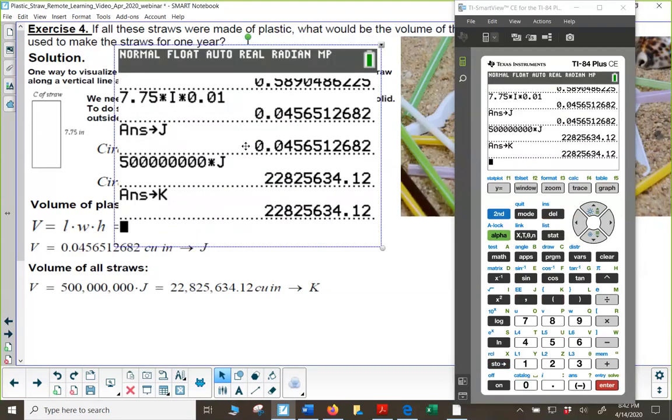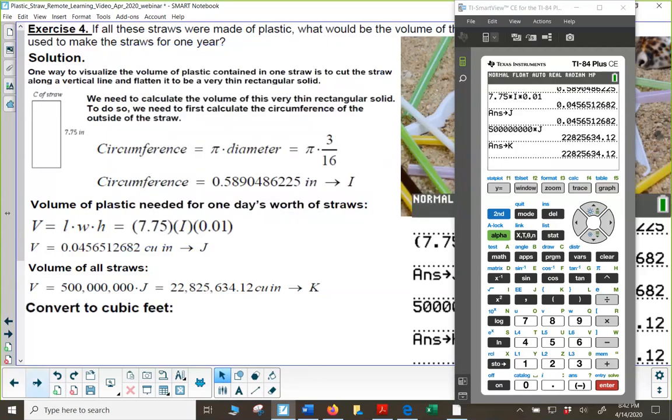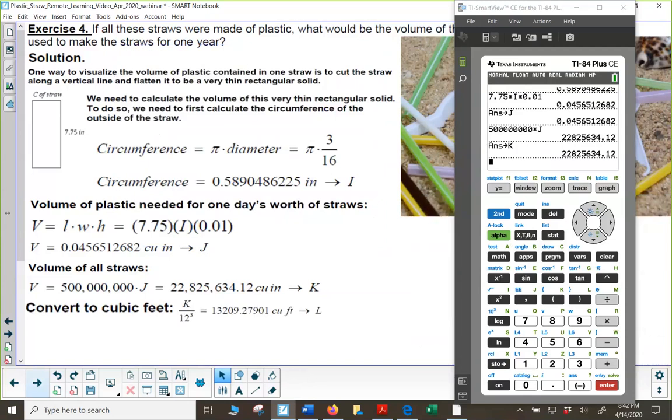That's cubic inches. I need to convert that to cubic feet. And this is where students have trouble, right? They think just divide by 12 or some even multiply by 12. Either one is very wrong. I want them to be able to visualize a cubic foot that goes 12 inches by 12 inches by 12 inches. So I'm going to need to take my answer in K and divide it by 12 to the third power. That's a cubic foot.